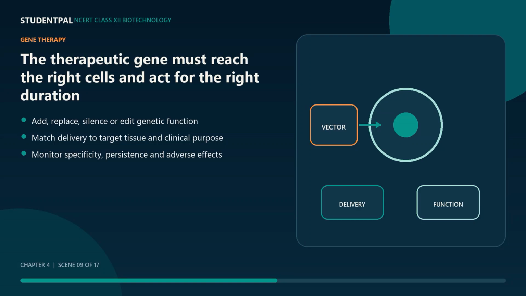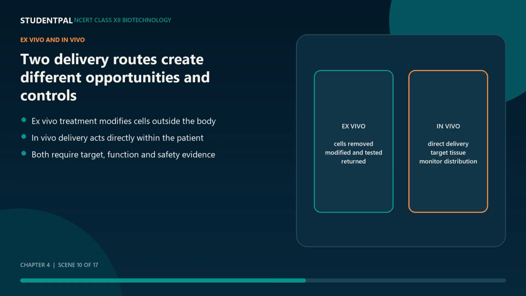Most established strategies focus on somatic cells, so changes affect the treated person rather than being intentionally inherited. Heritable interventions raise distinct scientific, ethical, and societal concerns. Gene therapy is a monitored medical intervention, not a general method for enhancement. In an ex vivo strategy, cells are removed from the patient, modified under controlled conditions, tested, and then returned.